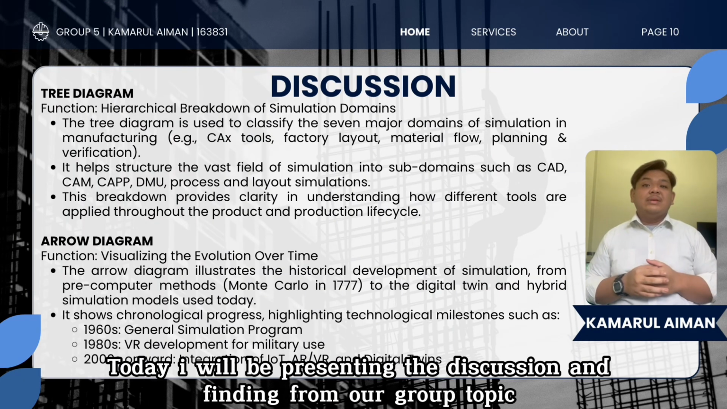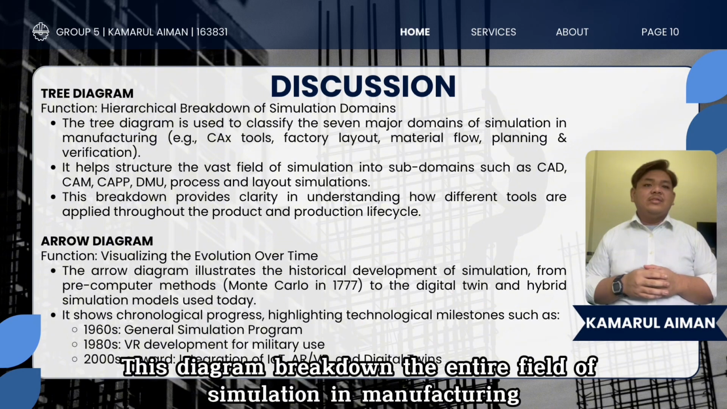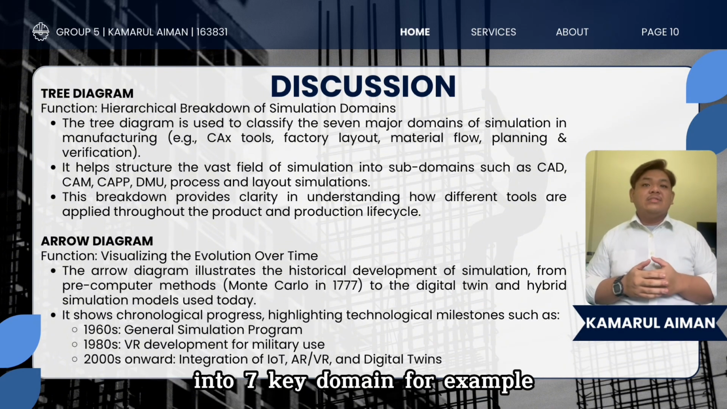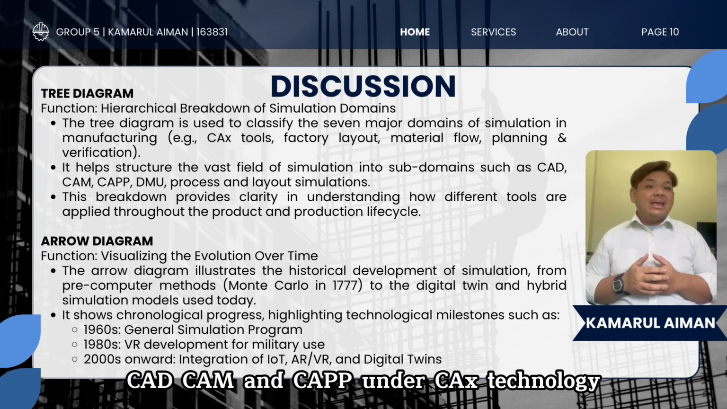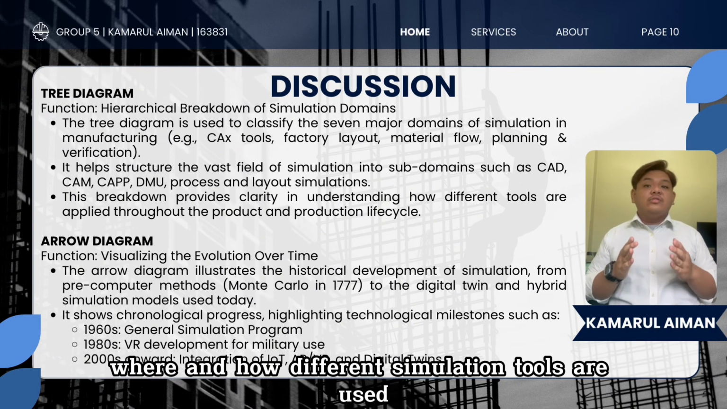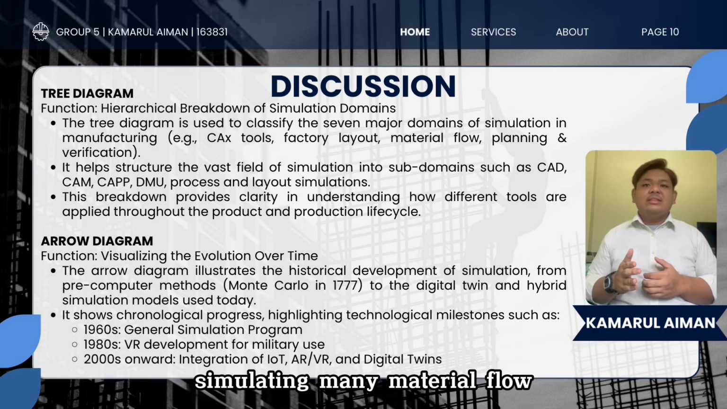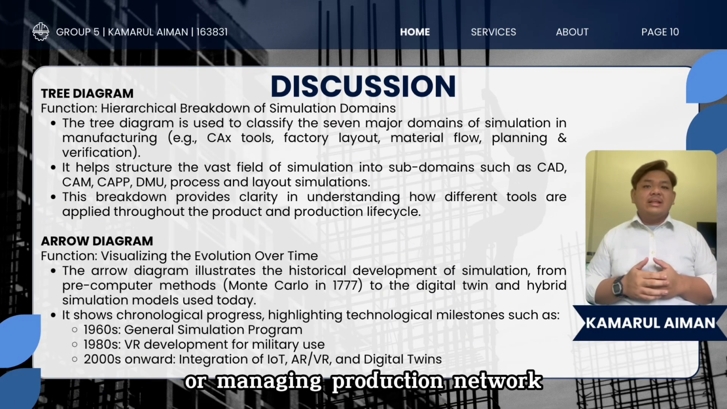Today, I will be presenting the discussion and findings from our group topic. First, let's look at the tree diagram. This diagram breaks down the entire field of simulation in manufacturing into 7 key domains. For example, it includes tools like CAD, CAM, and CAPP under CAX technology. This classification helps us understand where and how different simulation tools are used, whether it is in designing factory layout, simulating material flow, or managing production networks.